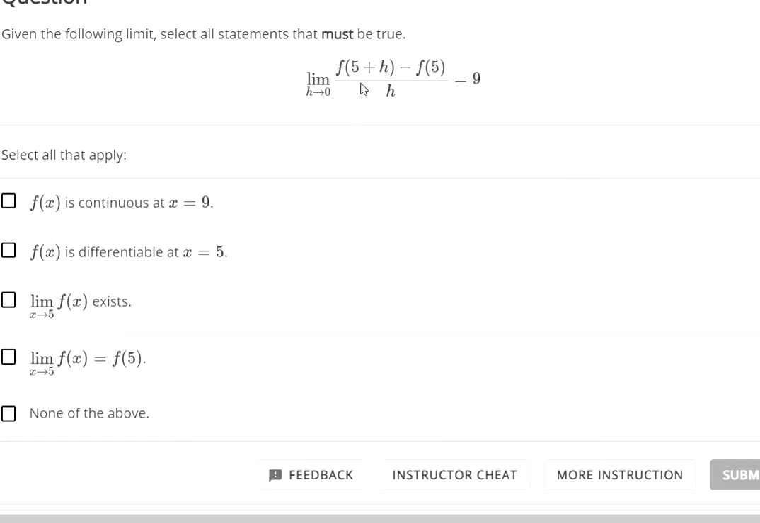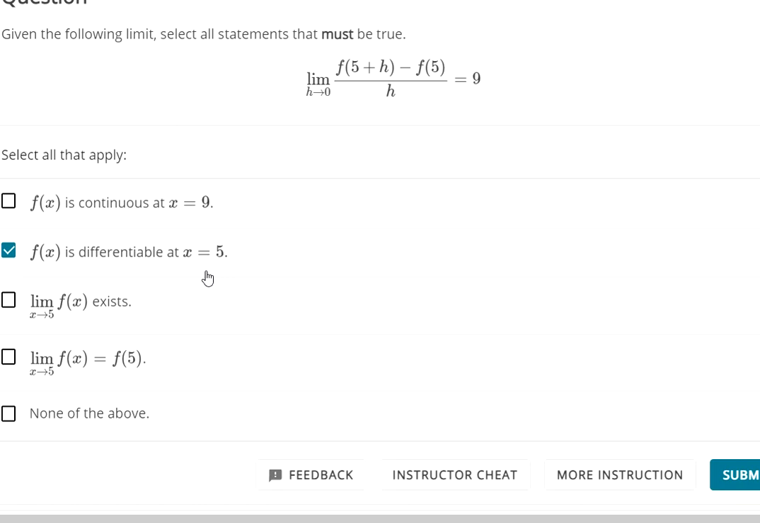So you probably recognize this by now. This is the definition of an instantaneous slope. So it's the derivative at a point, and the point is 5. If you can take a derivative at 5, then it's continuous at 5. And then if we can evaluate this derivative and it comes out to a number, that must mean it's differentiable. So differentiability implies continuity. That's one thing that we say a lot in Calc 1.